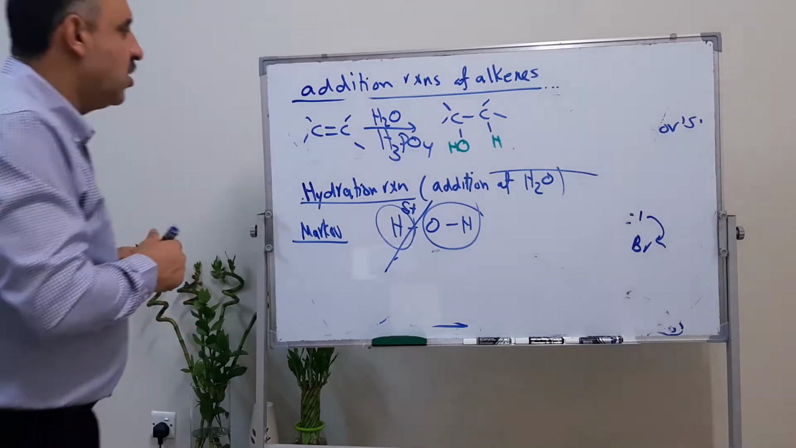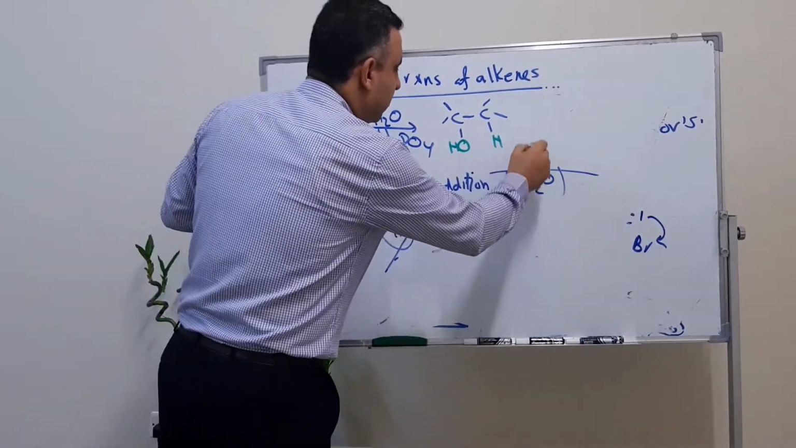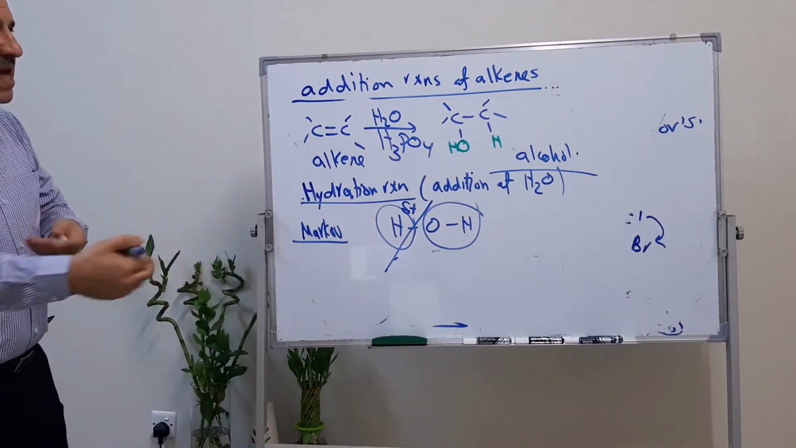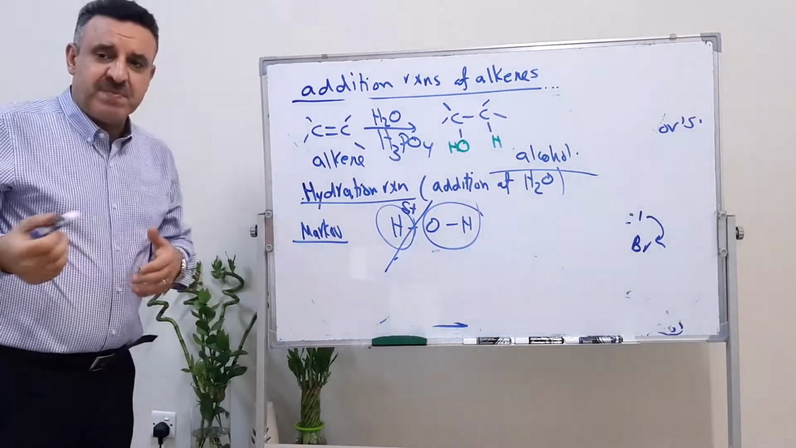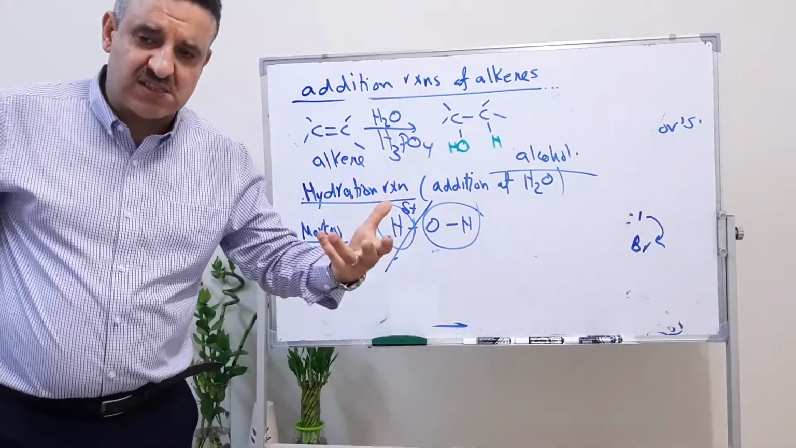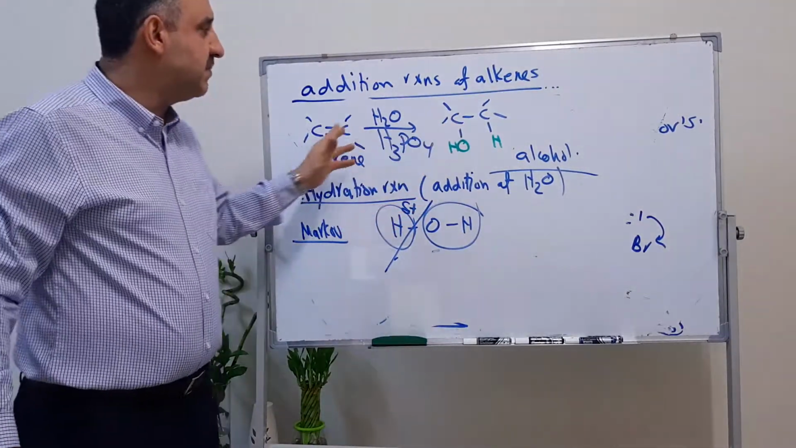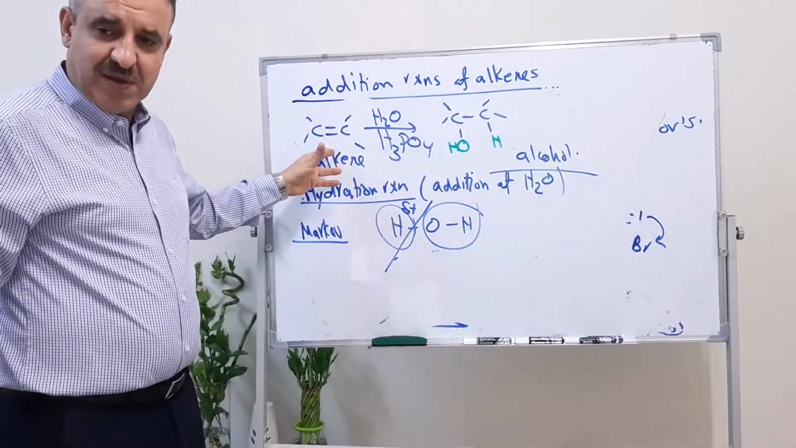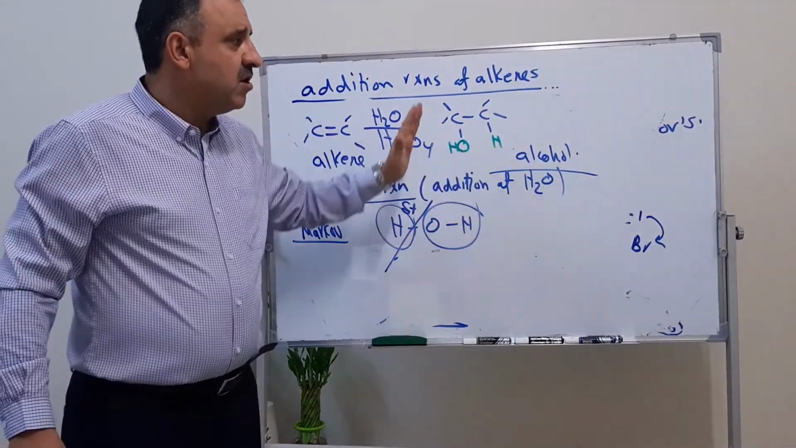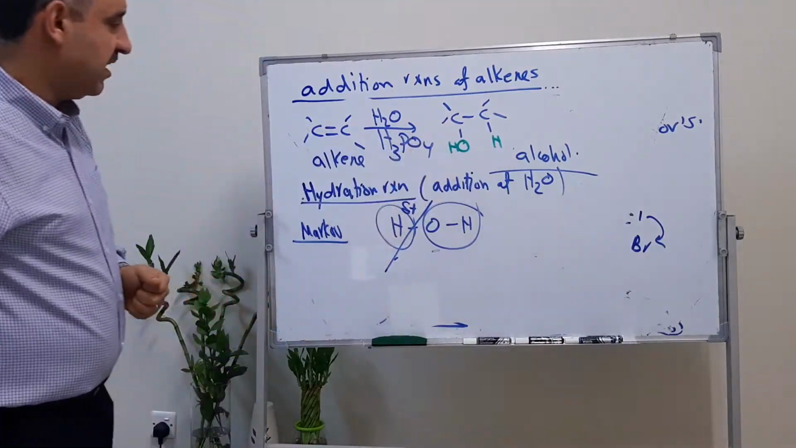In other words, we are converting alkene into what? Alcohol functionality. So by this reaction, we are preparing alcohol. Whenever you study alcohol synthesis, one method for the synthesis of alcohol will simply be the hydration of alkenes. Do you follow me? So this is a reaction going to alcohol, or simply a method for the synthesis of alcohol.